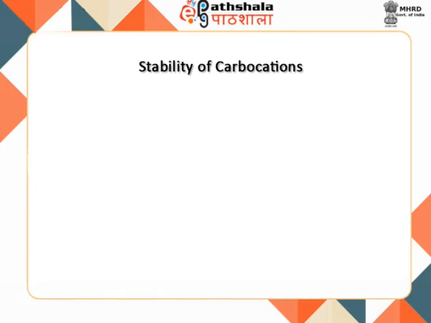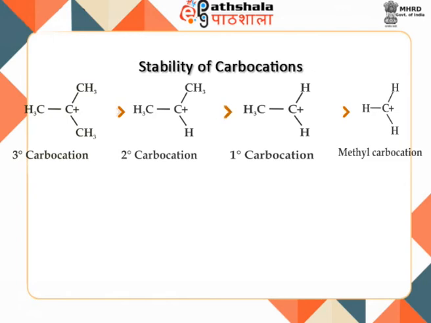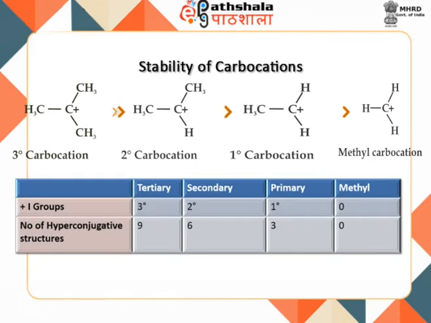You are already aware of the order of stability of alkyl carbocations, that is, third degree being most stable, followed by second degree and then first degree, and then methyl carbocation. This order of their relative stability can be explained by both inductive effect and hyperconjugative effects.